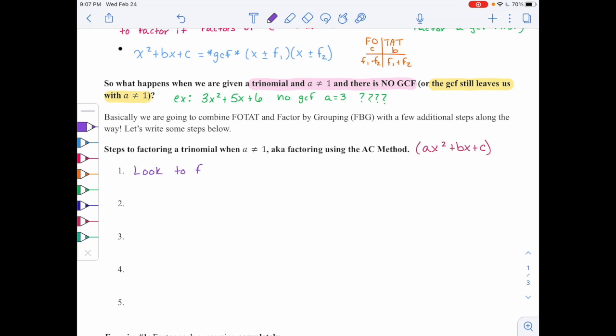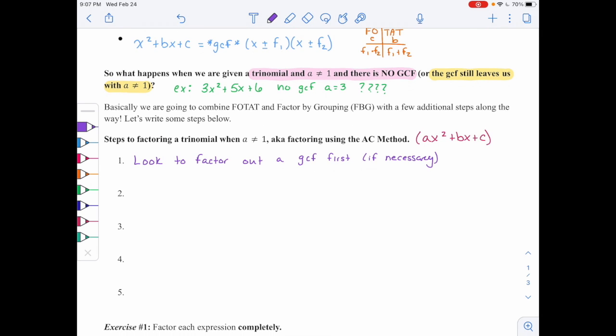That'll make the problem a little bit easier for us because sometimes there is that GCF and then I'm not even going to need to do AC. I'm just going to do FOTAT. So look for that GCF. You can simplify the problem. Don't force a GCF, right? So if it's not divisible by that number, don't force it.